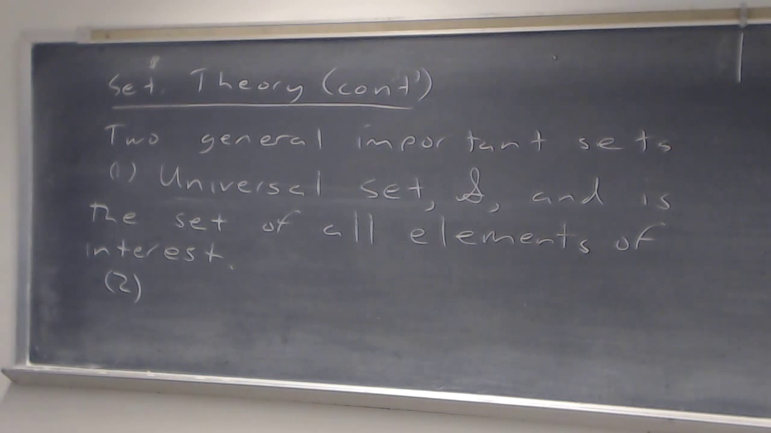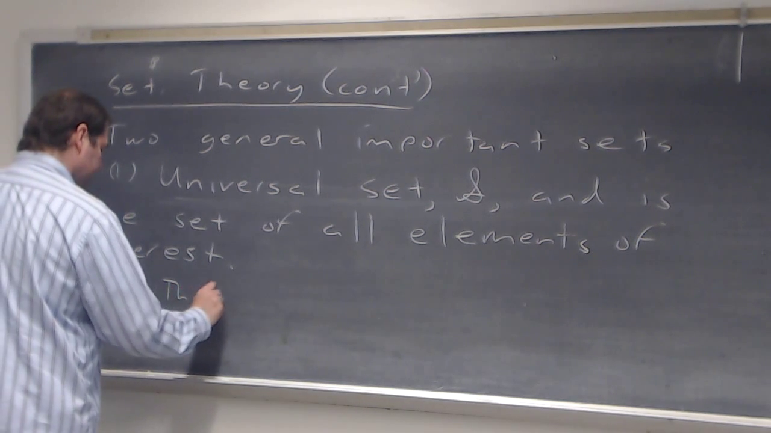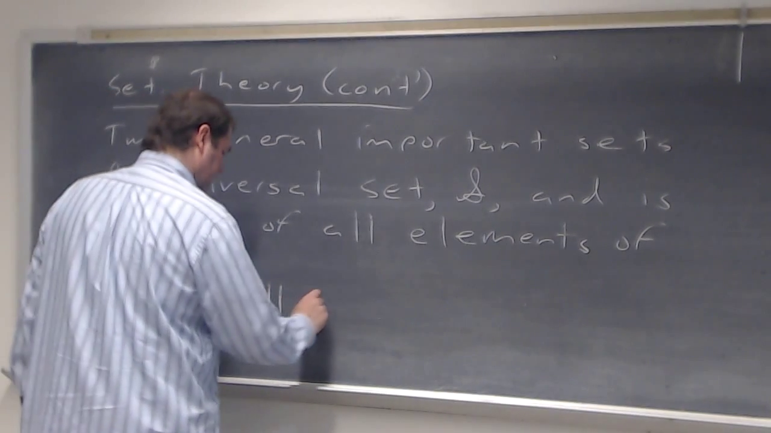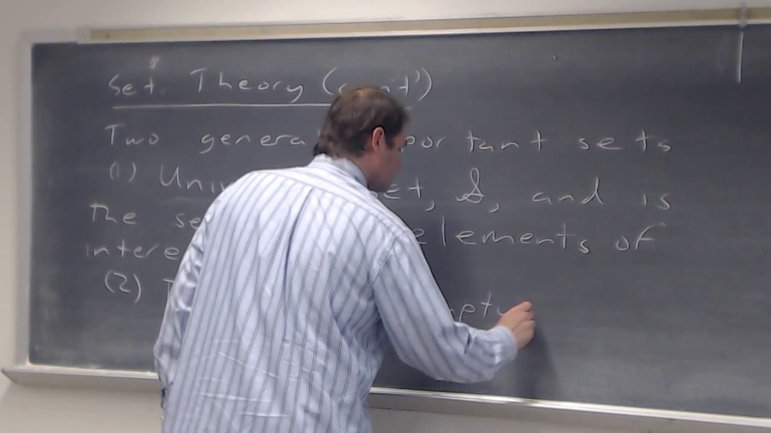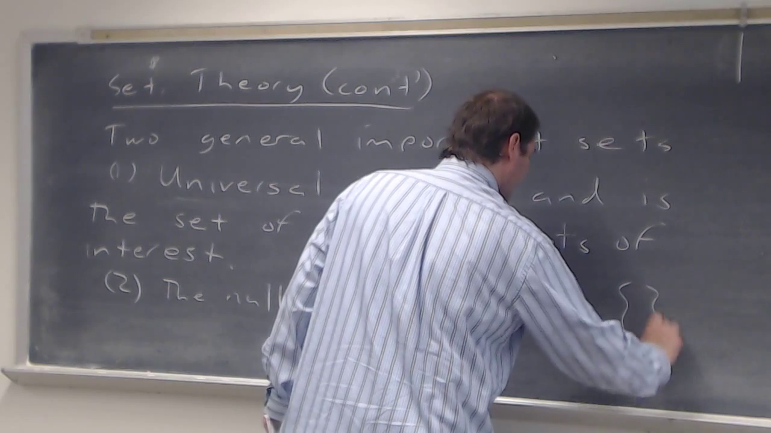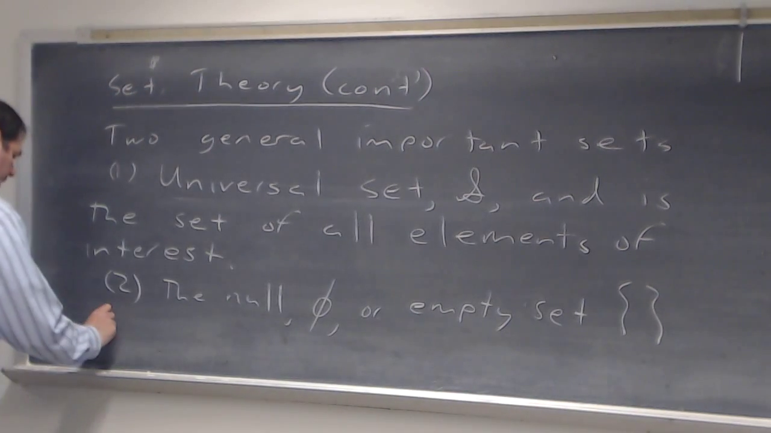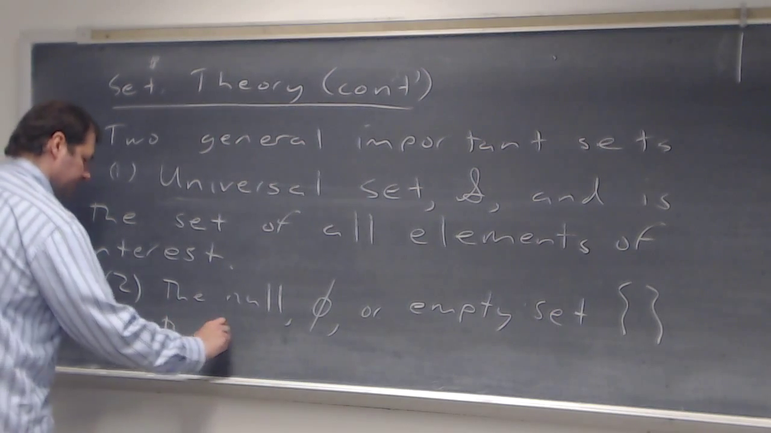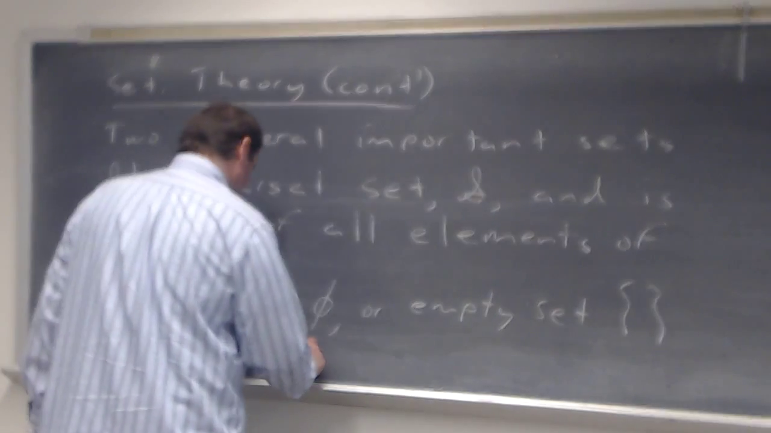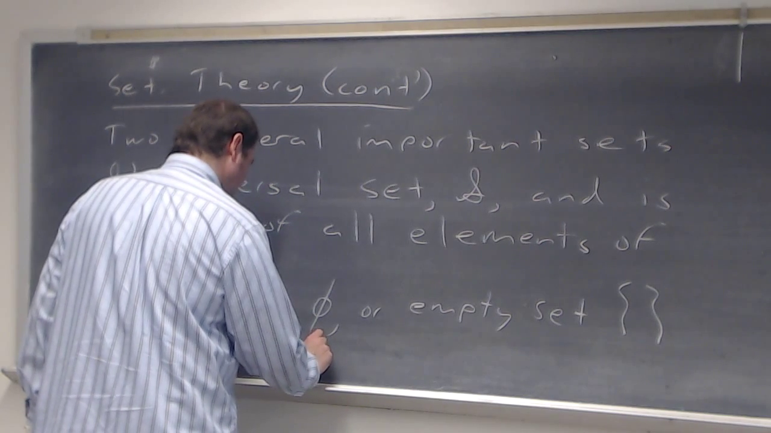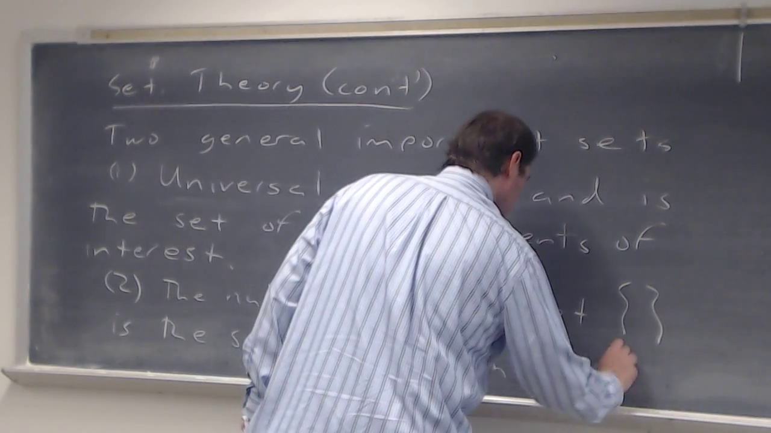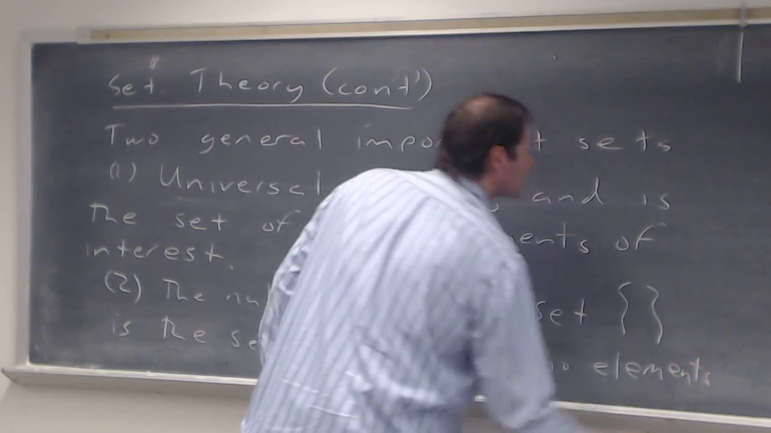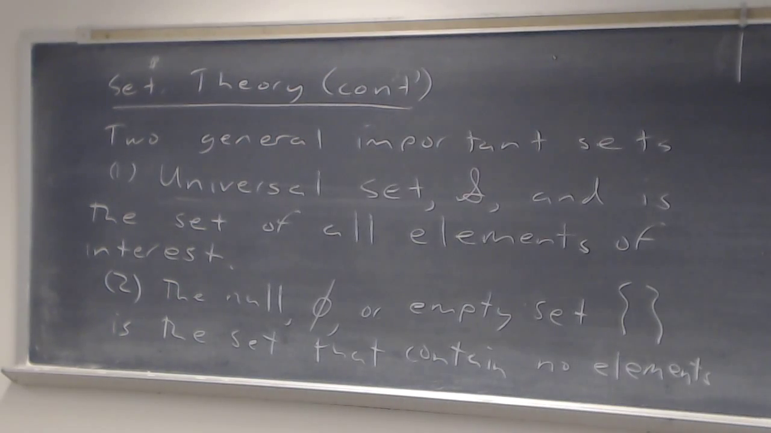Then the other set that I want to talk about is the null set. That's denoted by the circle with a line slice through it, or empty set. And that's denoted by brackets with nothing in there. They're the same set, the set that contains no elements. So those are two important sets. What I want to do is look at an example where they would come into play.